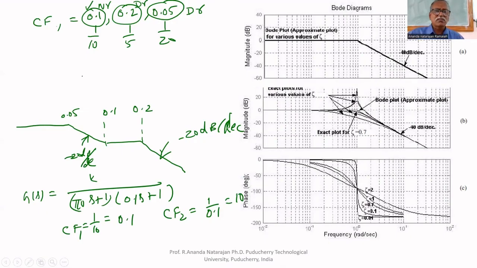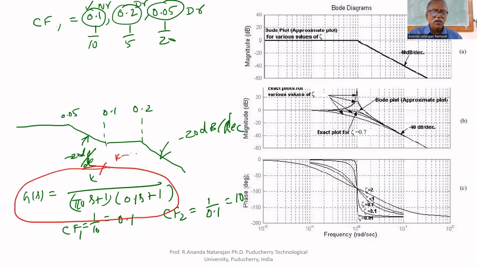So I can draw the Bode plot. Let us draw the Bode plot for this. Let us assume that K equal to 1. For that, up to 0.1, it is 0. After that, it decreases at the rate of minus 20 dB per decade. Here, the corner frequency is 0.1. Up to 10, it decreases at the rate of minus 20 dB per decade.